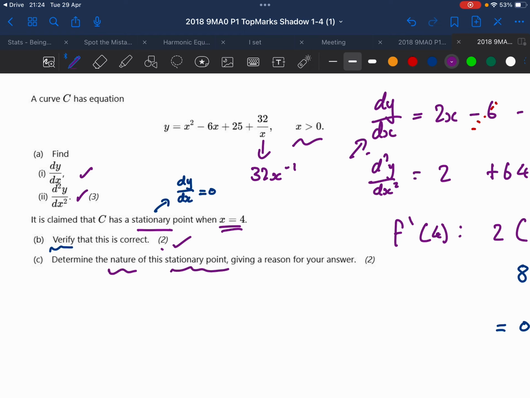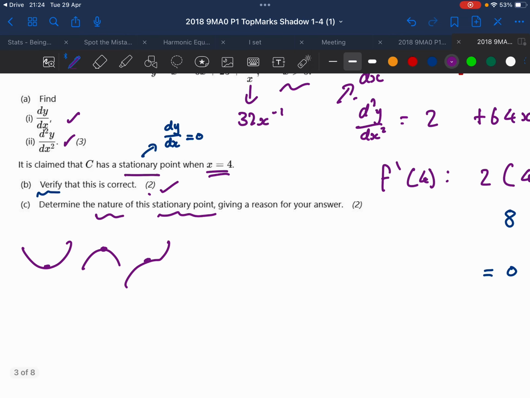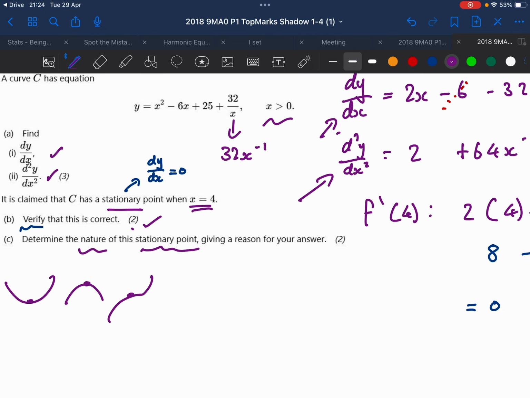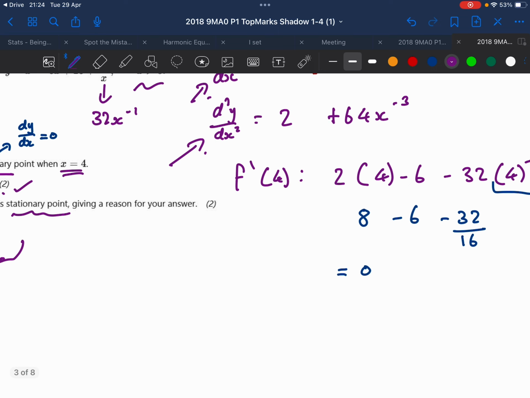Determine the nature of this stationary point. Well, now that we know it's a stationary point, the choices are it could be a maximum, a minimum, or a point of inflection. So if we look at the second derivative here, that should tell us a little bit more. That's one way that we could do this question. So we're going to now use this one instead, and we're going to use the same value again, and see what happens.